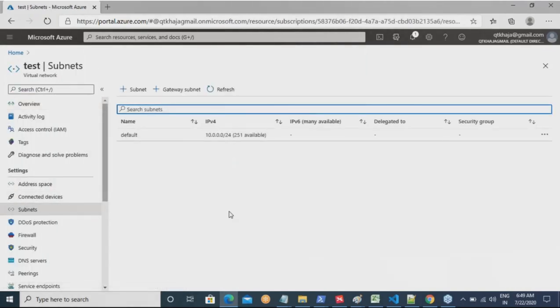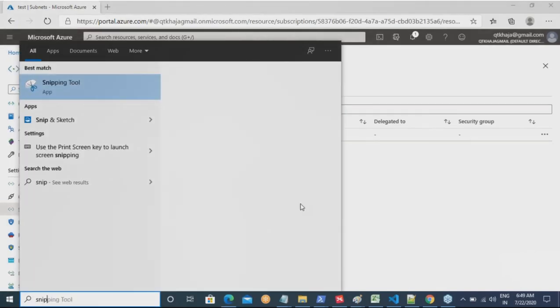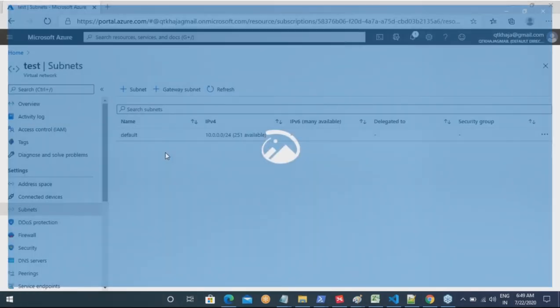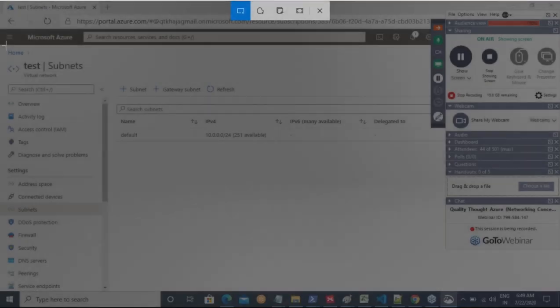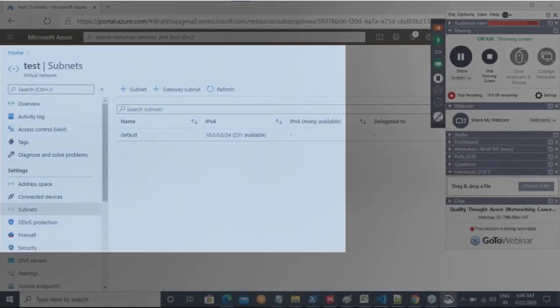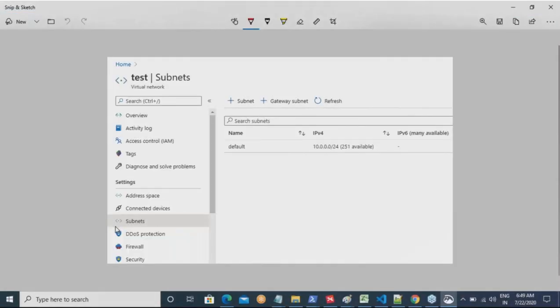Okay. So if you go to this subnet, I'm quite sure that, okay, where is it? We are aware of how do I add a subnet. But what is this gateway subnet? What is this gateway subnet? That is where we will try to start our discussion with.